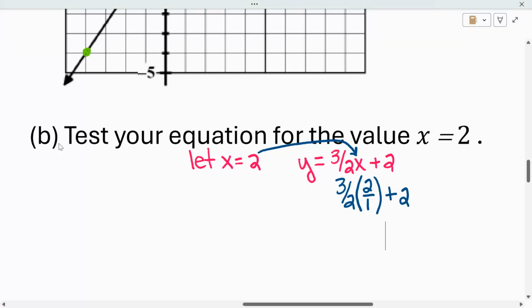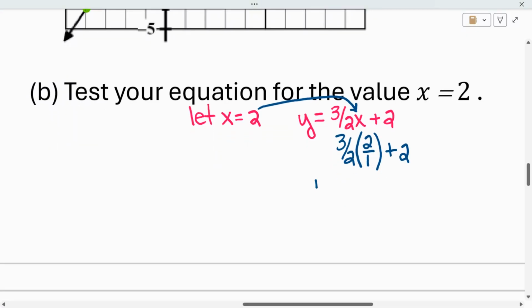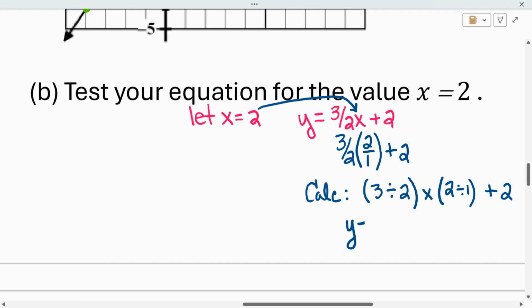No worries. You can put it right into your calculator. Here's what you would type in. Parenthesis, 3 divided by 2, close your parenthesis, times. That's a multiply button, then parenthesis, 2 divided by 1, and then put plus 2. Your calculator will do the whole thing for you. When you do that, what do you get?